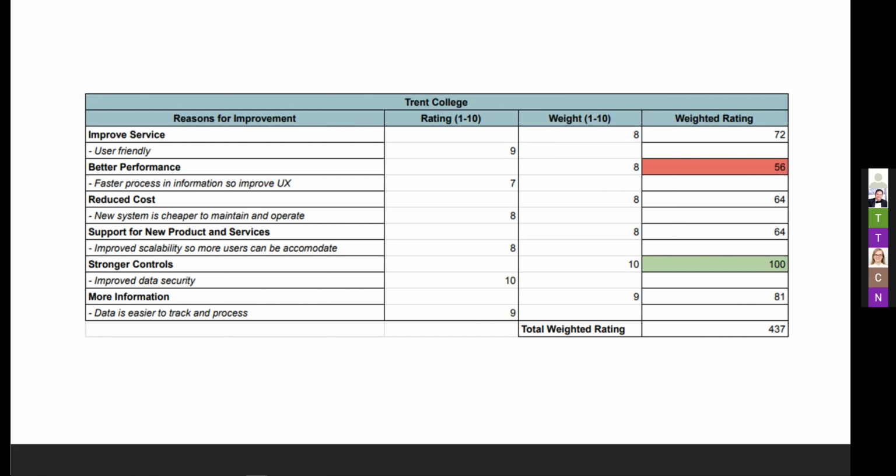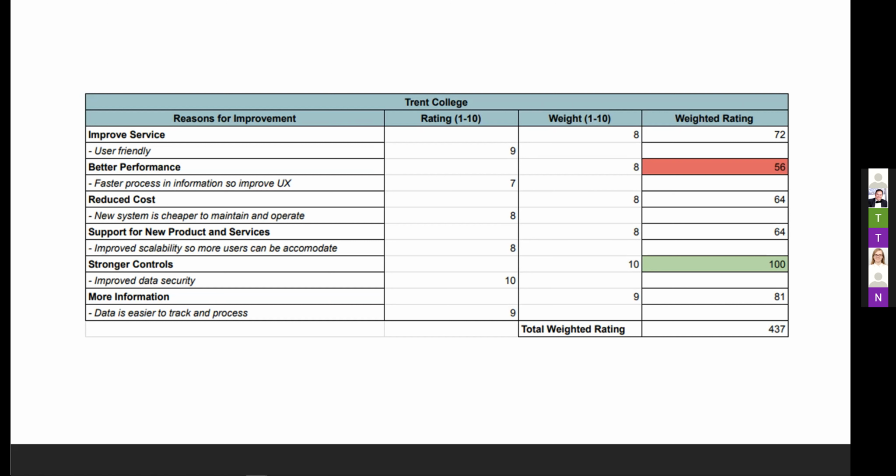We also rated improve scalability, since we would like to change and grow the college even more and handle more students as they enter the school. The weightage for stronger control should be 10 because to ensure that the data is secure and reliable, a system must have effective controls. Examples to secure it could be having passwords, different levels of user access, and encryption. All these could be used by Trent College to have stronger controls.